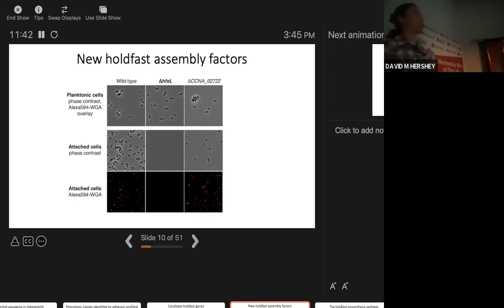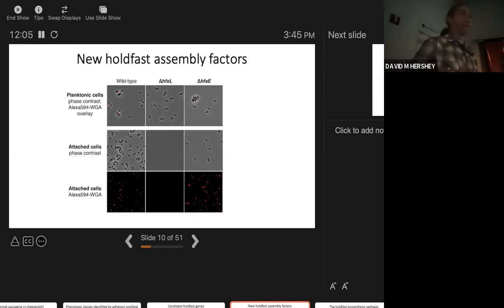When we look at these 2722 mutant cells, we see that we're washing away a lot of the cells, but they're leaving behind all this holdfast material on the slide. And so this is characteristic of what's called a holdfast anchoring defect. This mutant is having a problem attaching the polysaccharide to the surface of the cell. We name this gene HfaE.